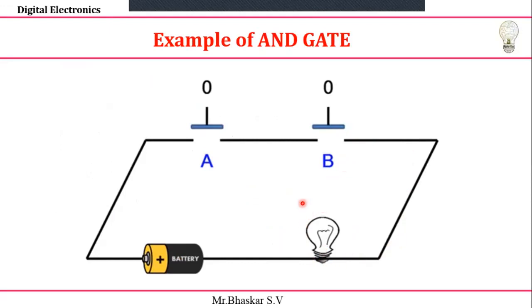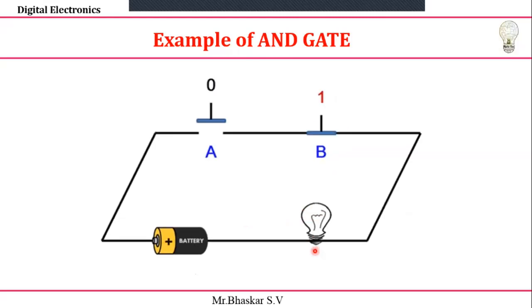First case, I'm going to take both as 0, 0. A and B values are 0, 0. Here, only if there is a closed path will my bulb be on. In all the remaining cases, it will be off. Let's see. First, 0, 0 means the switches are open, so there is no connectivity and no closed path. Then my output will be 0, because the bulb is not on.